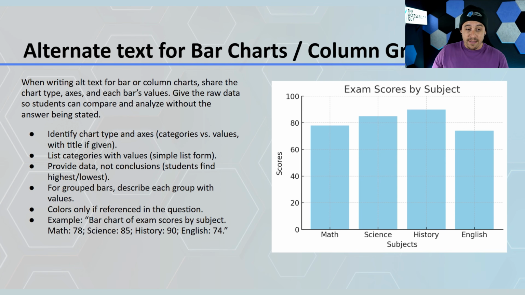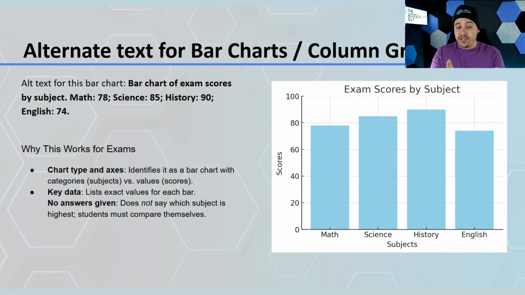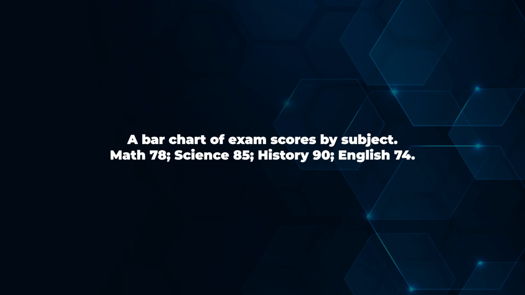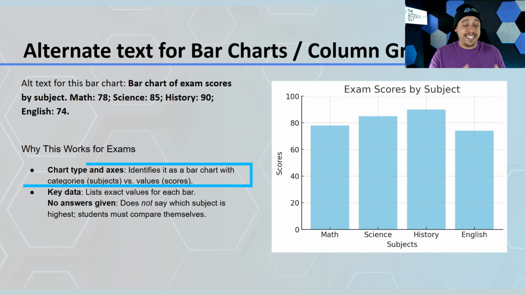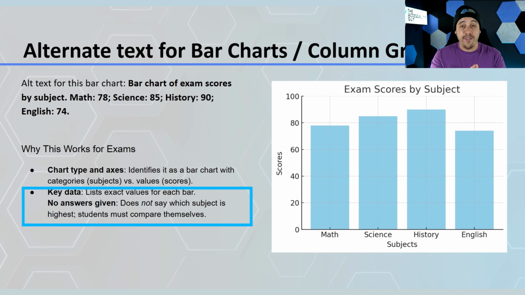And here is an example alternate text we could have for this graphic. A bar chart of exam scores by subject: math 78, science 85, history 90, English 74. This alternate text works for this bar chart because we give the chart type and the axes, we identify it as a bar chart with the categories, and we list the exact values for each bar. And we do not say which subject is highest or lowest. Students must compare that information for themselves.